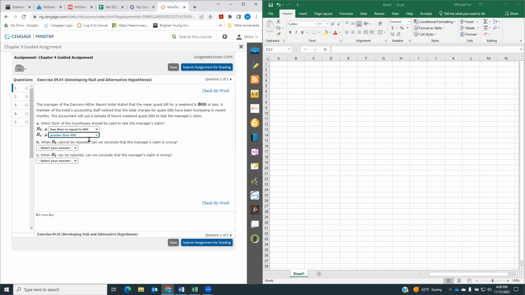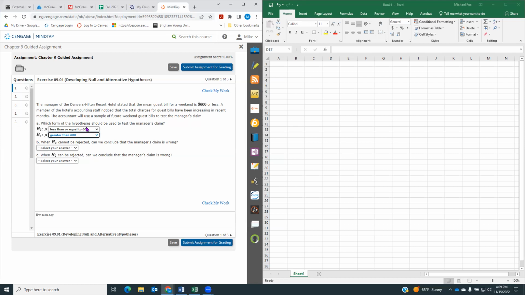So what we're saying is currently we think that it is less than or equal to 600, but we have some evidence that indicates it may have gone up. So we're going to test to see if it's greater than 600. The null, H sub 0, means the current status of things, or the status quo. And the alternative is the thing that we're going to test or check to see if it really has gone to that.